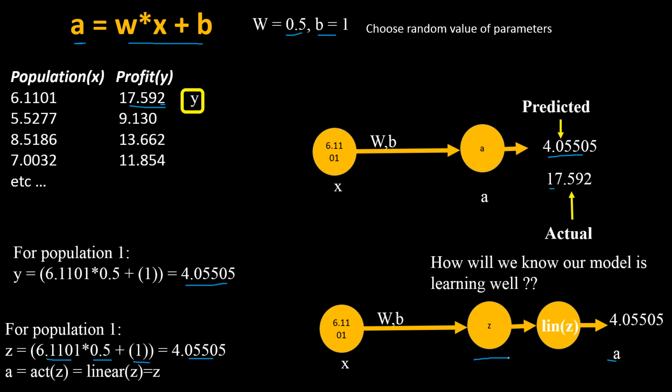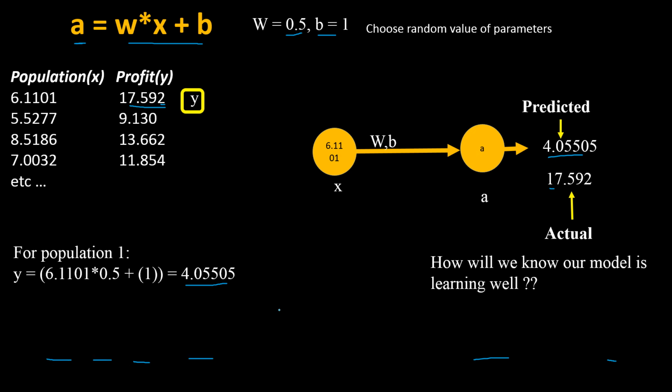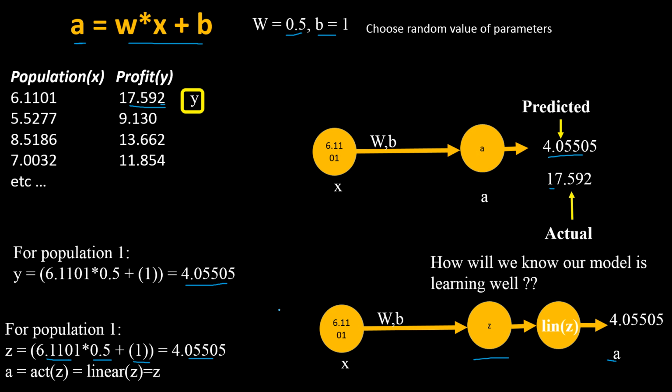But in a neural network, it's not necessary that we use a linear activation function. We can use other non-linear activation functions, and in that case a will differ from z. But don't mind this, I just wanted to give you the information. In linear regression, a is the same as z because it's a linear activation function, so we can just stick with this for now.